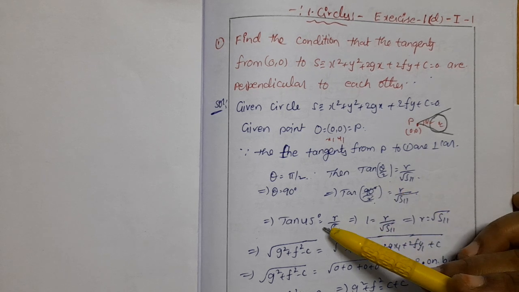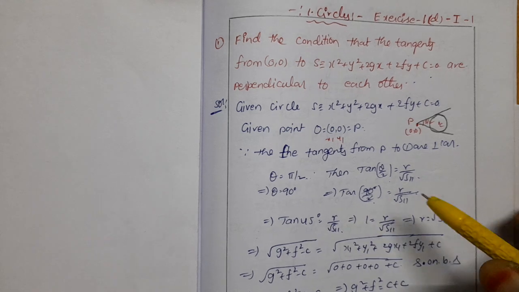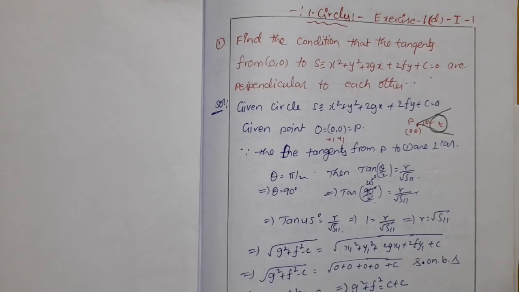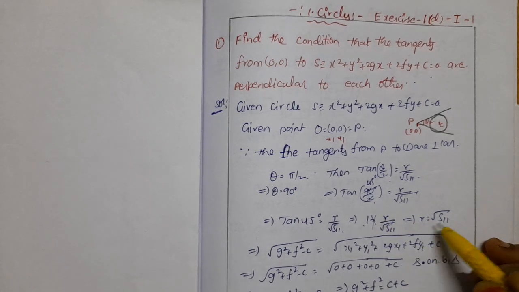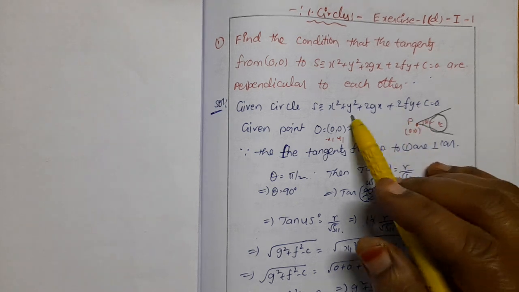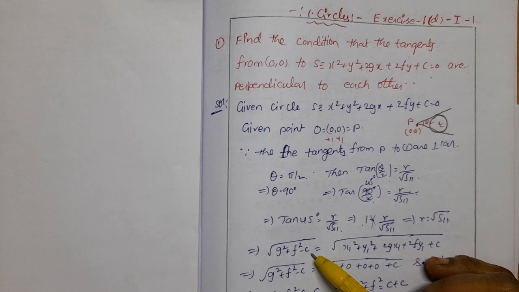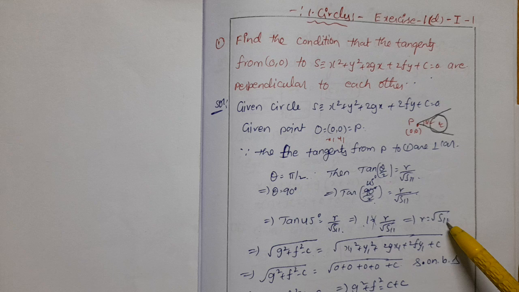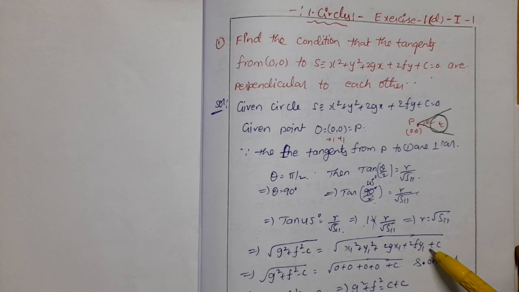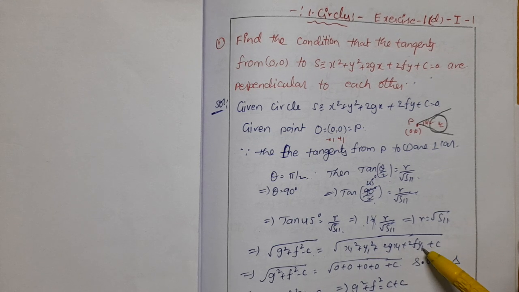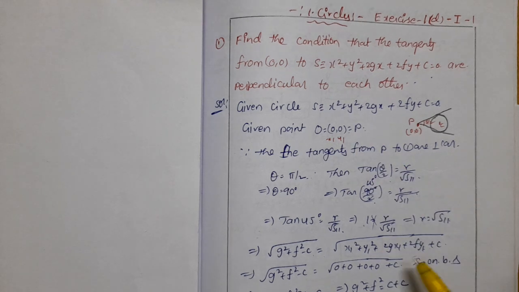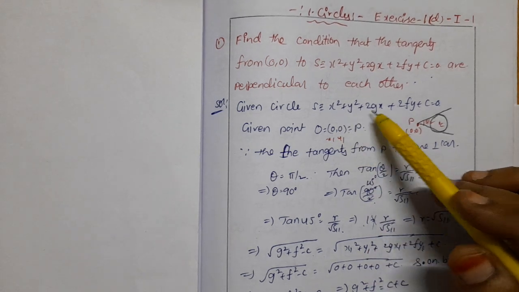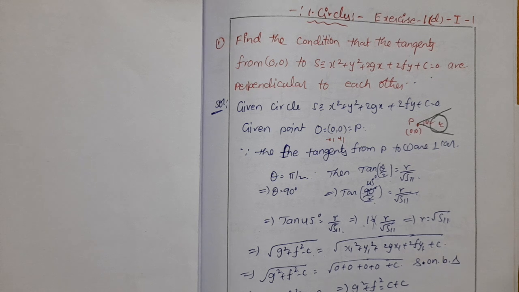Tan theta here is 90, so tan 90 by 2 equal to r by root S11. Cancelling with 2, we get 45. So tan 45 equal to 1. So r by root S11 equal to 1. On cross multiplication, r equal to root S11. Radius for the given circle is root of g square plus f square minus c, and S11 notation is root of x1 square plus y1 square plus 2g x1 plus 2f y1 plus c. Here x1, y1 is the given point. On substituting, 0 plus 0 plus 0 plus 0 plus c.